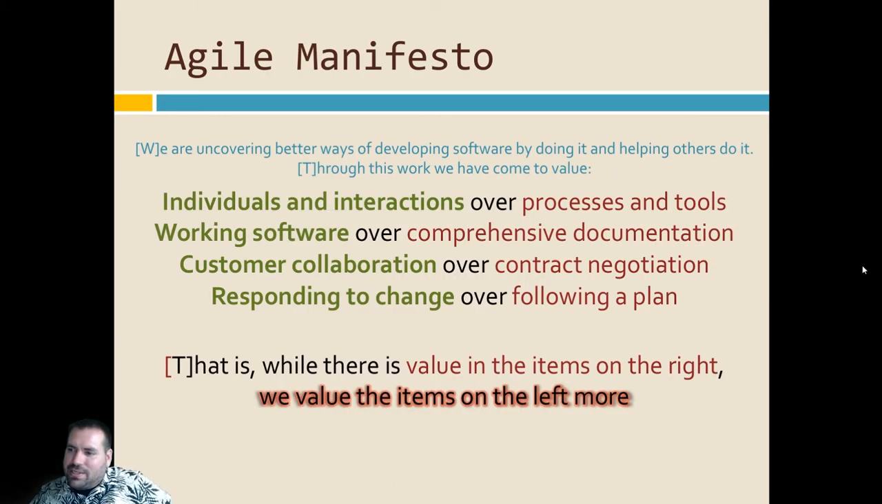So the Agile Manifesto, I saw this in chat. We will talk about it, and this is the only time I will read a slide verbatim. I shouldn't say only, there will probably be some other case. But we are uncovering better ways of developing software by doing it and helping others do it. Through this work, we have come to value individuals and interactions over processes and tools, working software over comprehensive documentation, customer collaboration over contract negotiation, responding to change over following a plan. That is, while there is value in the items on the right, we value the items on the left more.